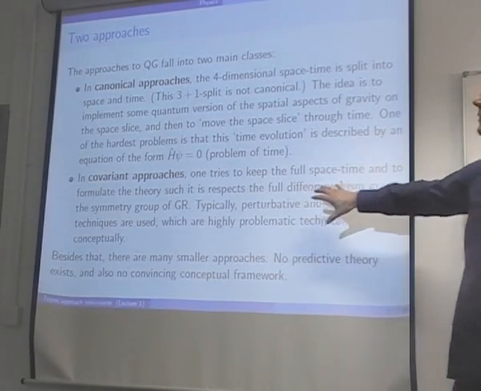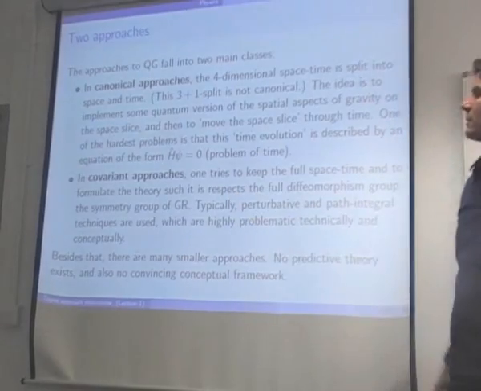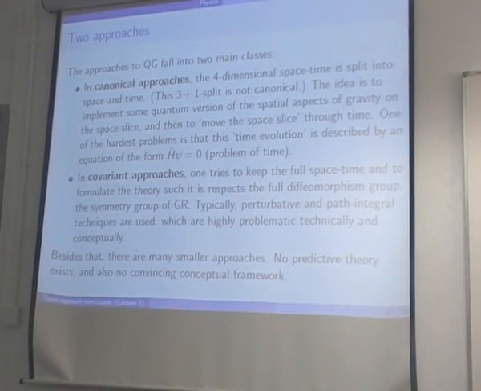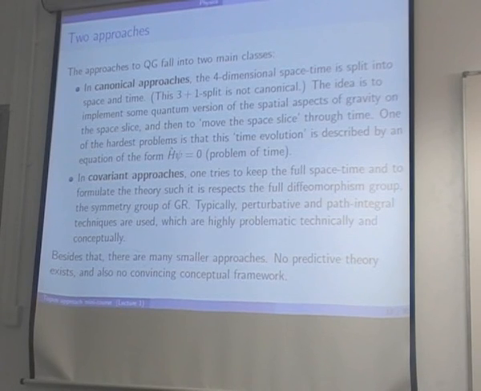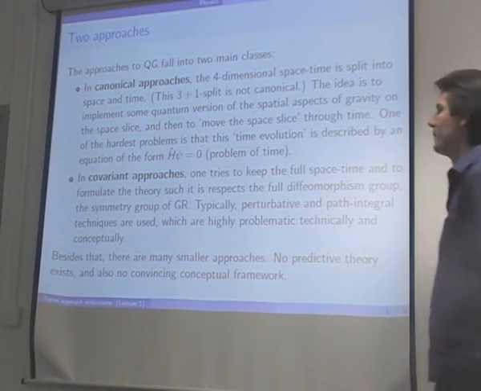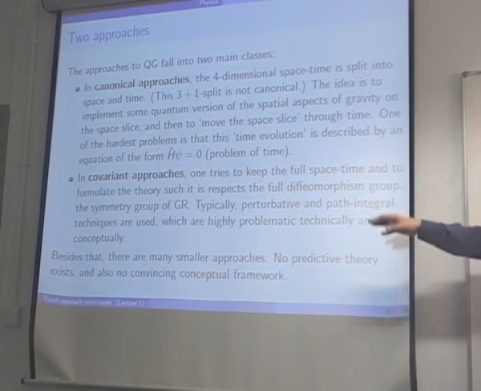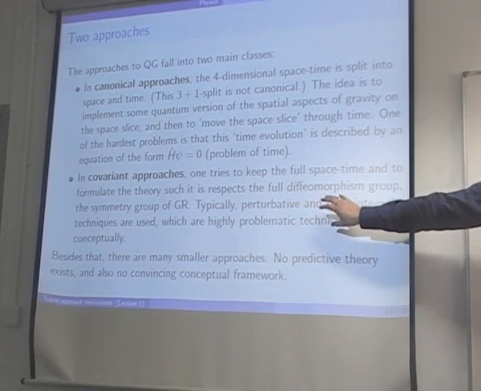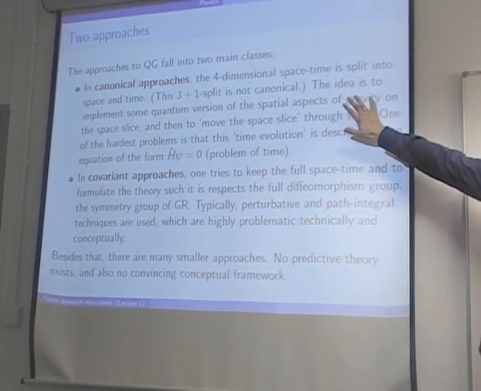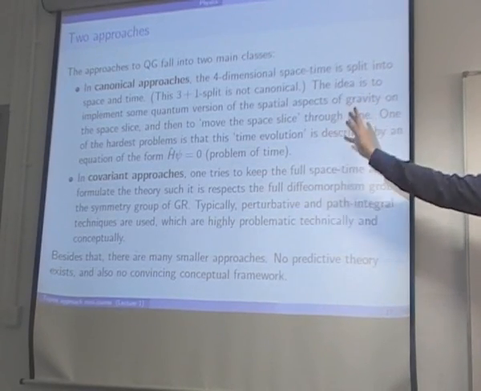The other big class of approaches are covariant approaches, which keep the full space-time and try to formulate this theory directly such that it respects the full diffeomorphism group, which is the symmetry group of general relativity. People from particle physics tend to like this more, people from general relativity tend to like this more with decades.